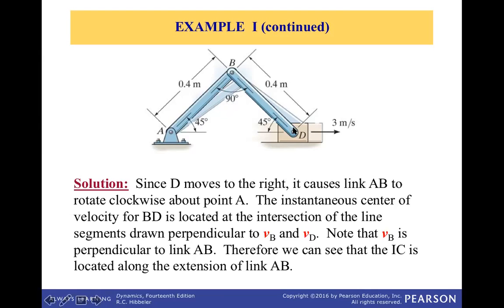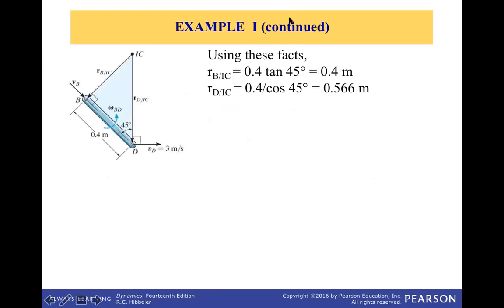So then you're going to draw a line through point D perpendicular to VD. So it goes in this direction. And then this guy going through point B perpendicular to VB should be in that direction. Okay, so the two lines will intercept at some point over here, which is what this figure shows.